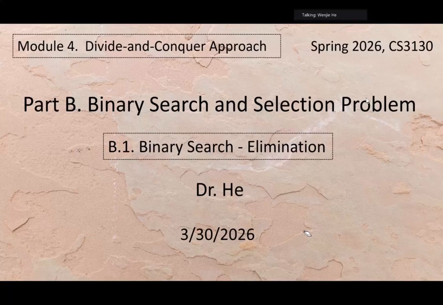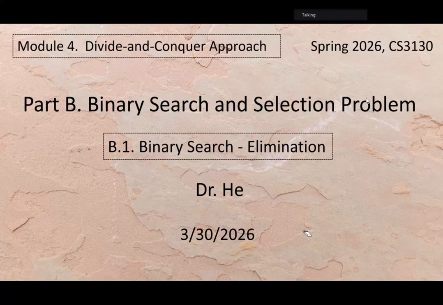All right, the topic, part B, binary search and a selection problem. This binary search topic is actually well known, so most of us know about this binary search. But here, I want to go through the whole process using problem-solving thinking. So we want to understand the whole question using our problem-solving thinking strategies and methods.